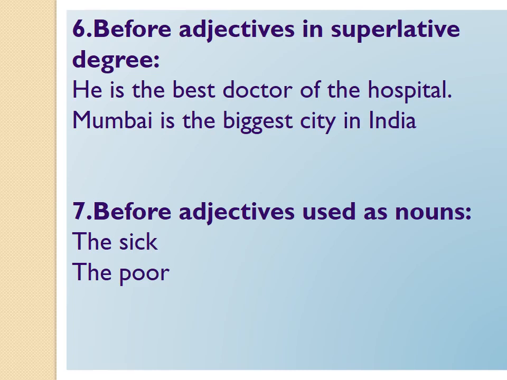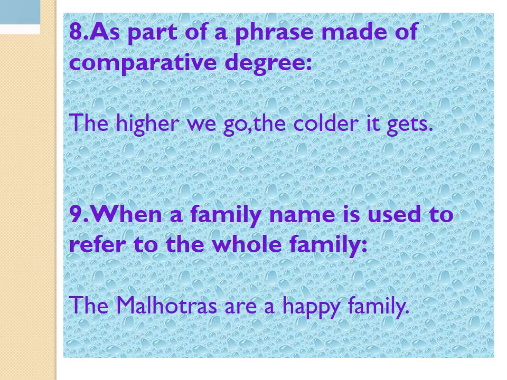Okay, students? Now, next is as a part of phrase made of comparative degree. Now we use the definite article the before the parts of phrases that are made of comparative degree. For example, the higher we go, the colder it gets. Here, the words higher and colder are examples of comparative degree and we have used the definite article the before both of the words. The higher, the colder.